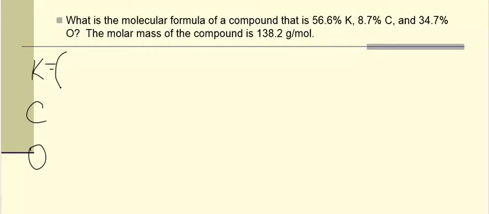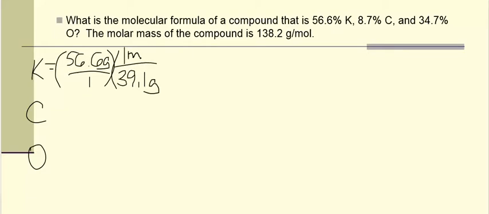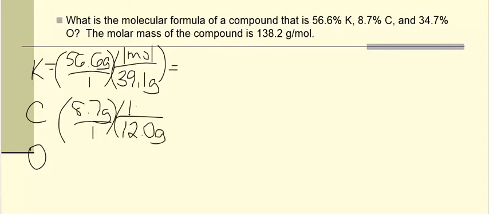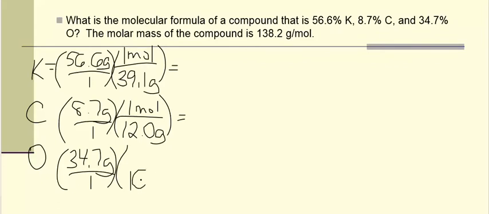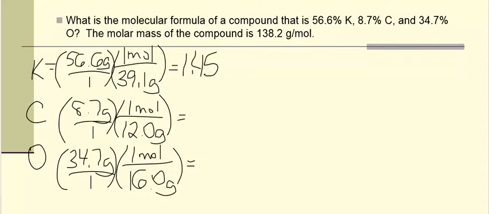So for potassium, 56.6 grams. Convert to moles, 39.1 grams per mole. For carbon, 8.7 grams. Divide by 12 grams per mole. For oxygen, 34.7 grams. Divide by 16 grams per mole. So the number of moles, 1.45 for potassium, 0.73 for carbon, 2.17 for oxygen.